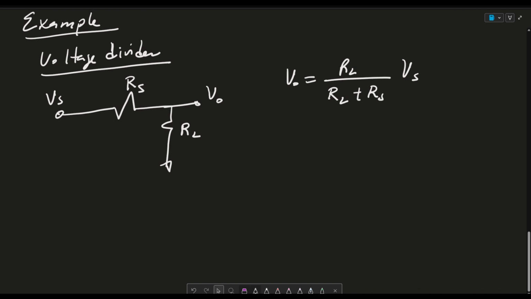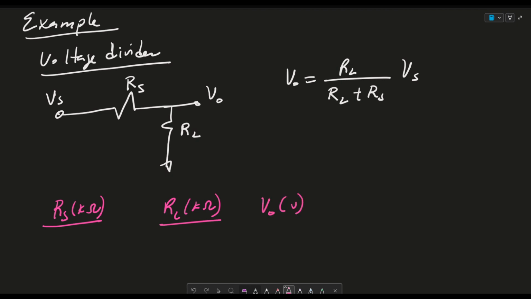And what I'm going to do is make a table. I'm going to consider a table where RS is in kilo ohms, RL is also in kilo ohms. We're going to calculate V in volts, and we're going to calculate the percent change, in percent, obviously. And then we're going to see if we require a buffer or not.